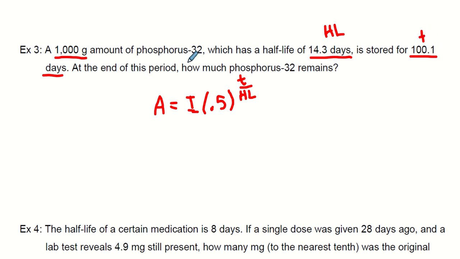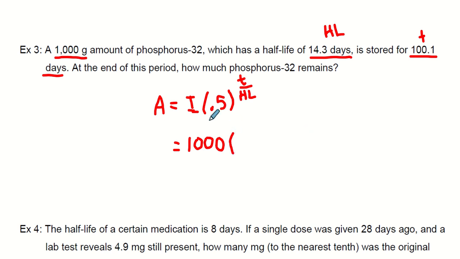And it says at the end of this period, how much phosphorus 32 remains. So again, 32 does not go into this problem. That's where a lot of people mess up, they see a number and think it goes in, but it doesn't. So here, A just represents my answer. I represents my initial amount. So 1,000 grams.